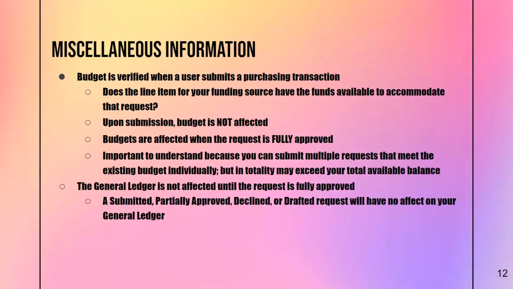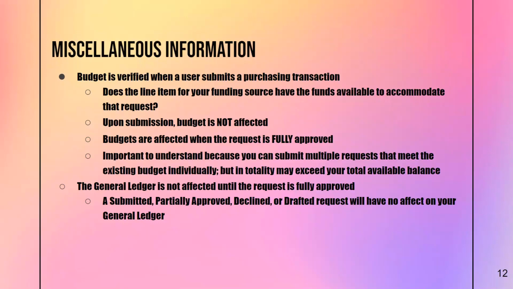So as we're doing this, budget is verified when a user submits a purchasing transaction. So while we're preparing our request, are we verifying that the line item for the funding source has the funds available to accommodate your request? Upon submission, remember, budget is not affected. Budgets are affected when the request is fully approved. So it's important to understand this, because you can submit multiple requests that meet an existing budget individually, but in totality may exceed the total balance. And we don't know that until after an approval is made, and then the documents after that start getting declined because they don't meet the budget. So keep that in mind when preparing your requests.